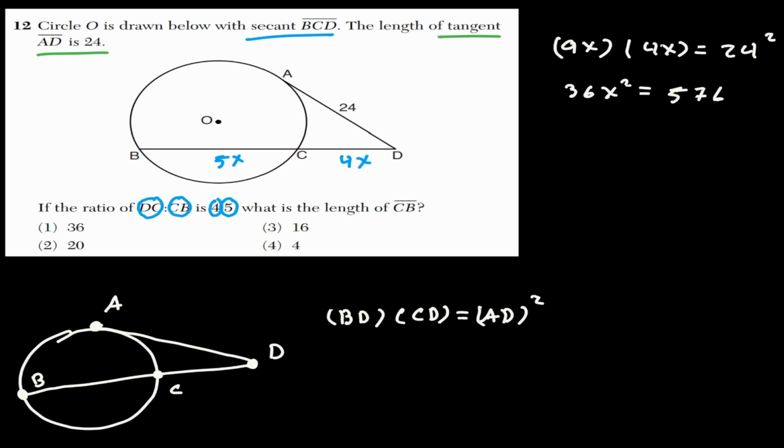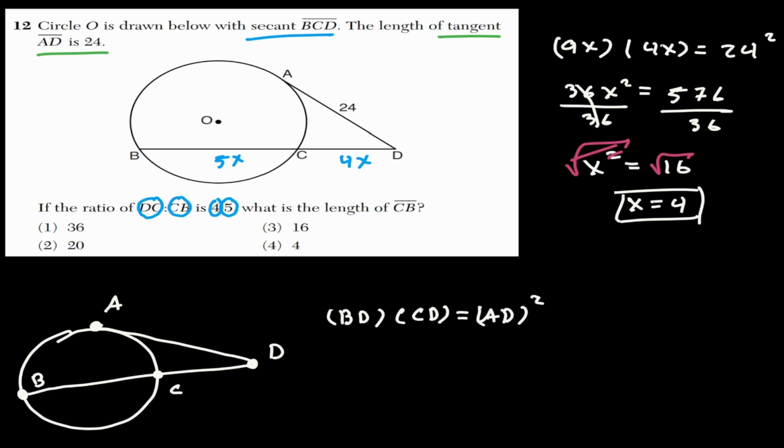Now let's solve for x. Let's start by dividing by 36 on both sides. So we have that x squared is equivalent to 16. And now to solve for x, we can take the square root. So now we know that the value of x is equal to 4. But 4 is not what we're looking for. We are looking for the length of CB. Well, CB had the expression of 5x. So let's get that expression and substitute x being equivalent to 4.